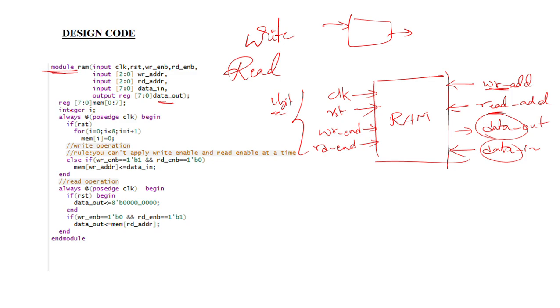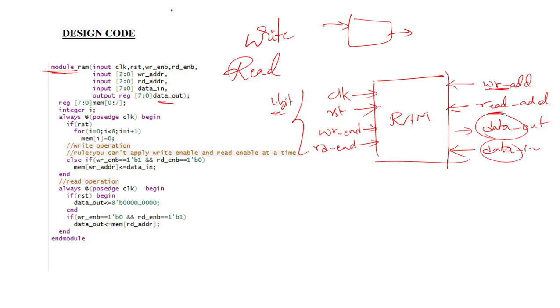So here I take reg. Why do I take reg? Whenever we use an always block or an initial block, the variables we use should be of reg data type. That's why we make it a reg data type. So reg. So here, what is the array?